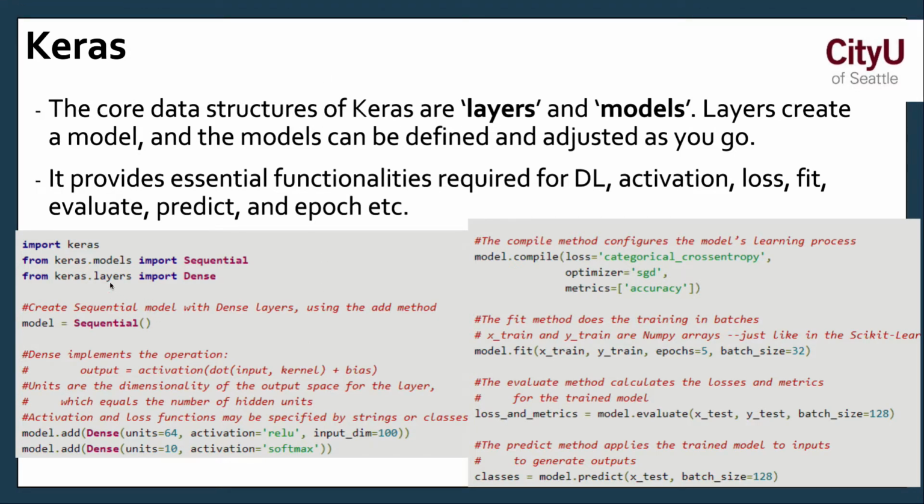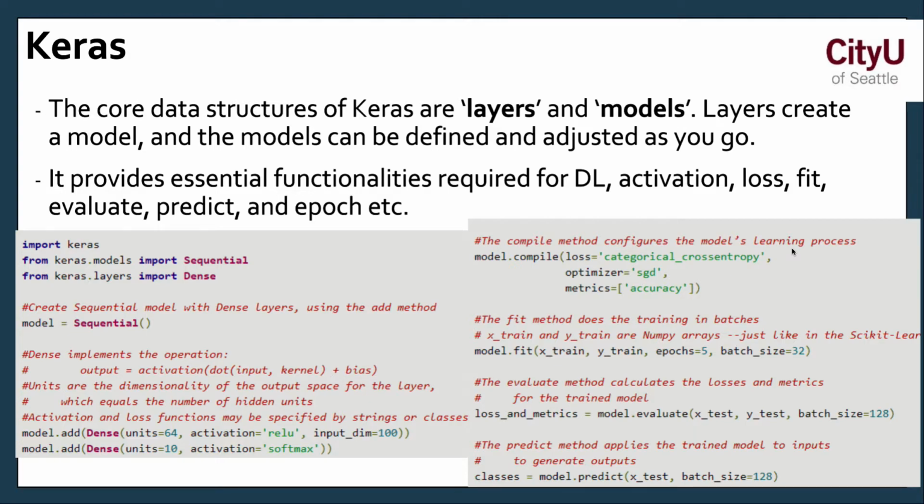And you can see the code base now. You import the library first, the models and the layers. You want to first create a sequential model with a dense layer using the add method, and now you would add the different dense units, activations, input dimension. The other one, add units, again activation, softmax. So these are your models. Then you want to compile them.